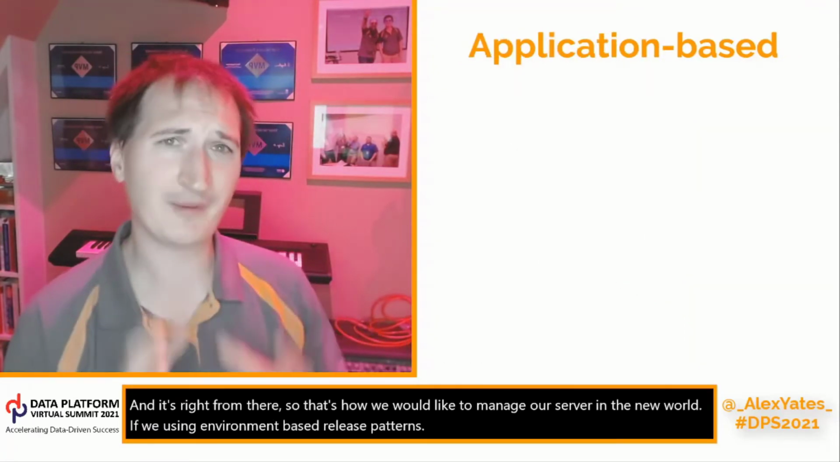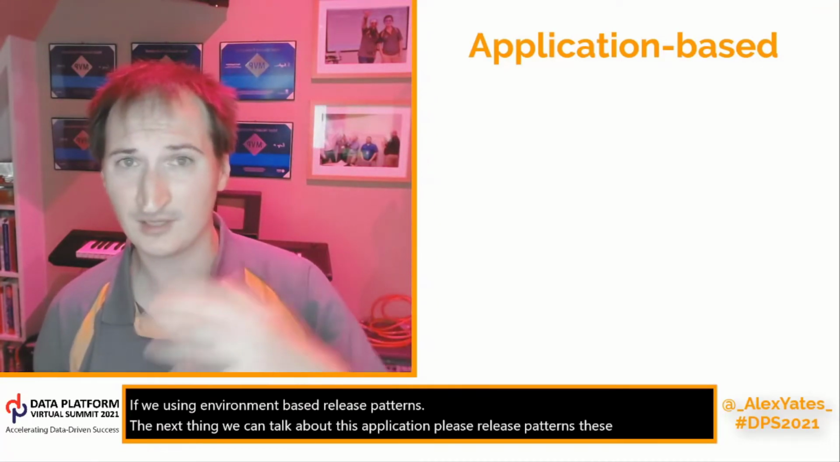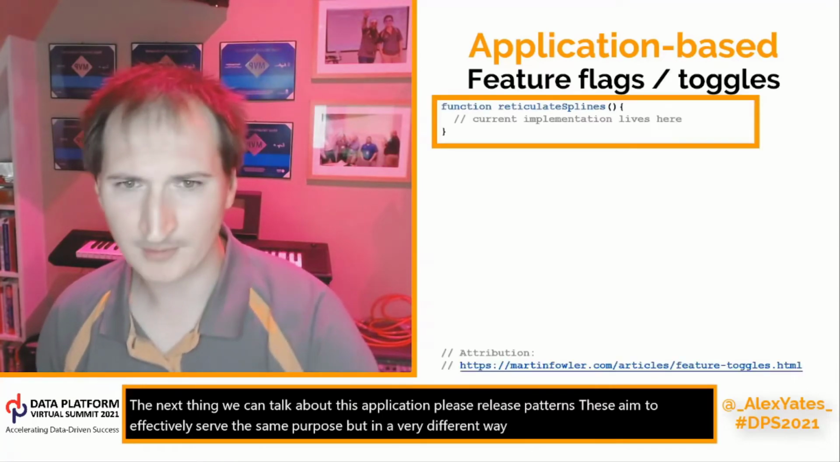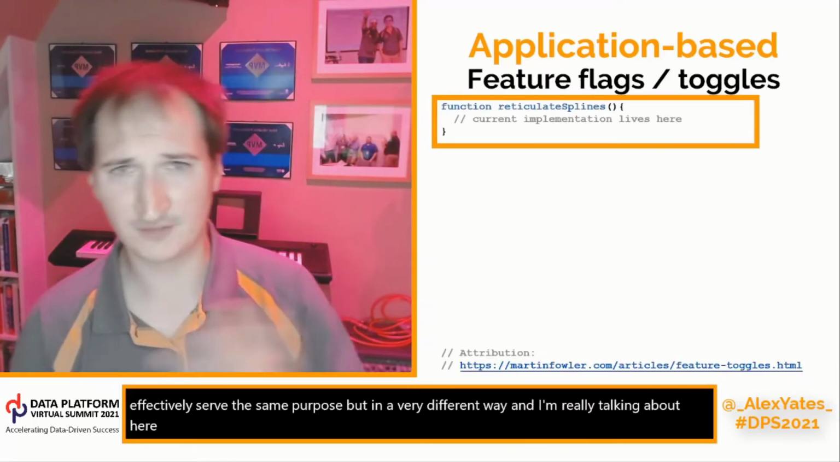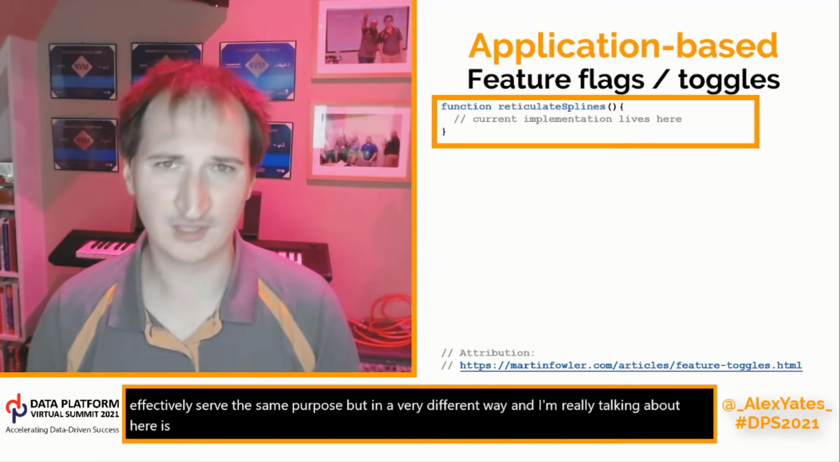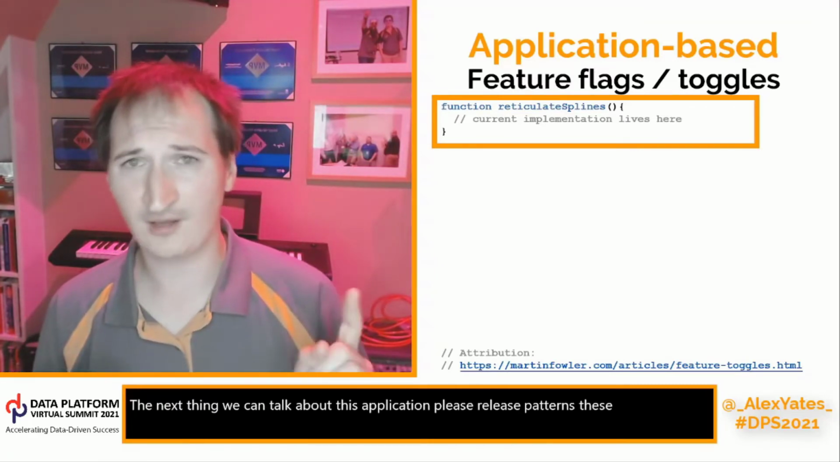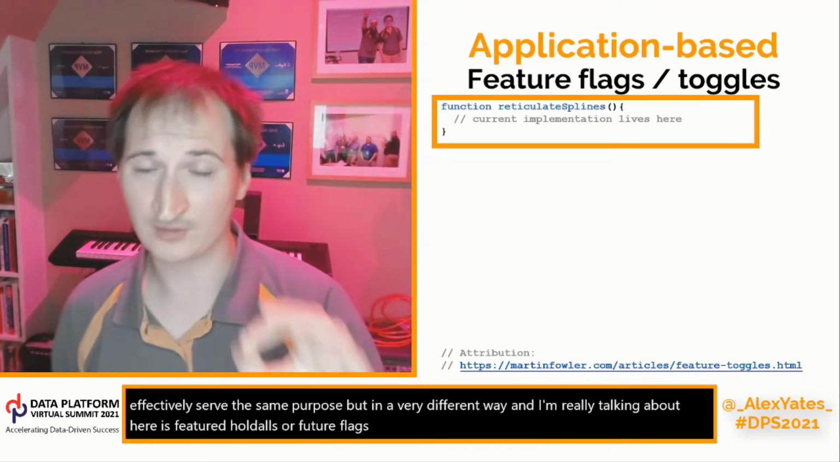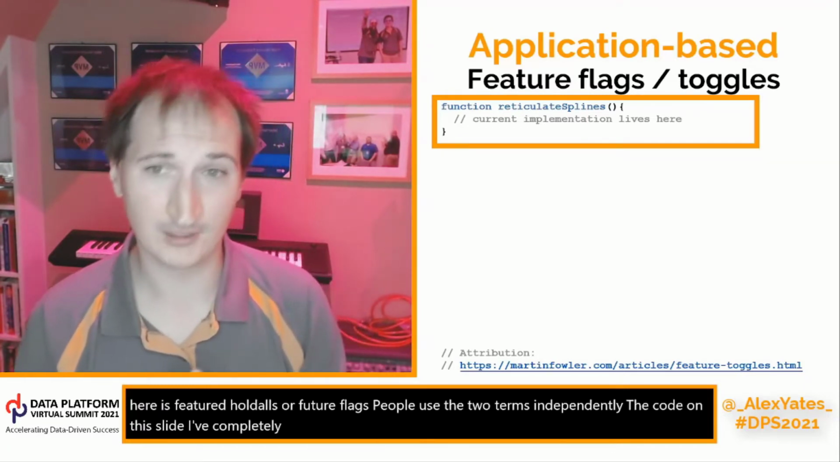The next thing we're going to talk about is application-based release patterns. These aim to effectively serve the same purpose, but in a very different way. What I'm really talking about here is feature toggles or feature flags. People use the two terms interchangeably. The code on this slide I've completely stolen from Martin Fowler's excellent blog post about feature toggles. I do encourage you to go and read it.